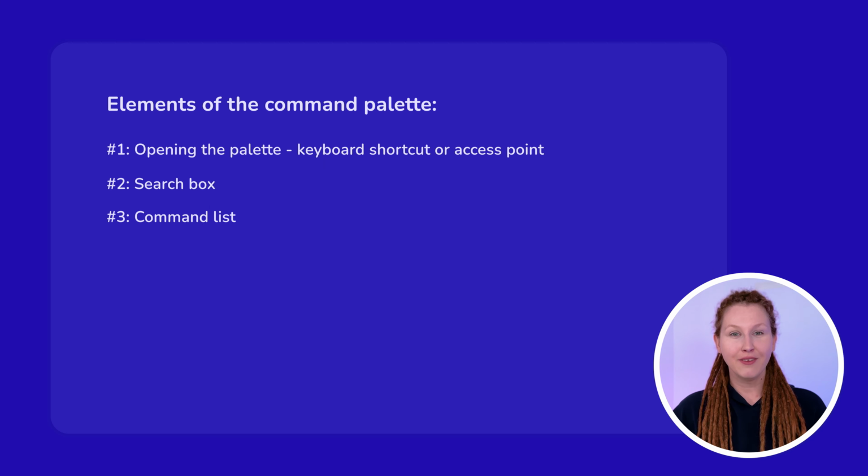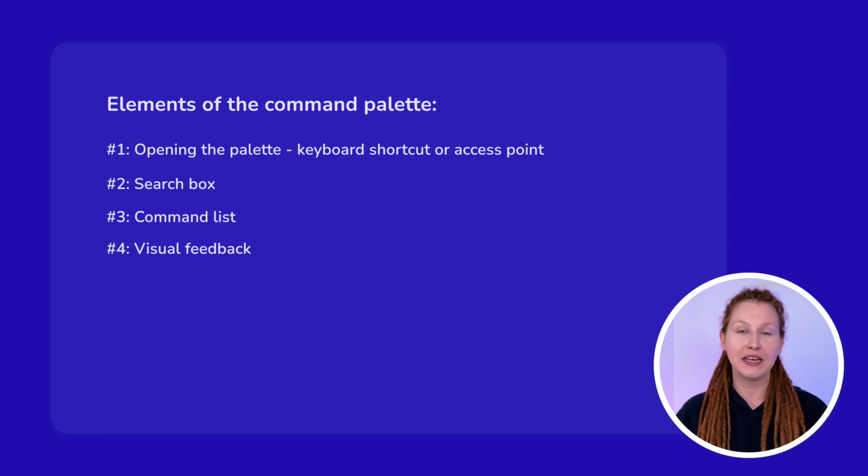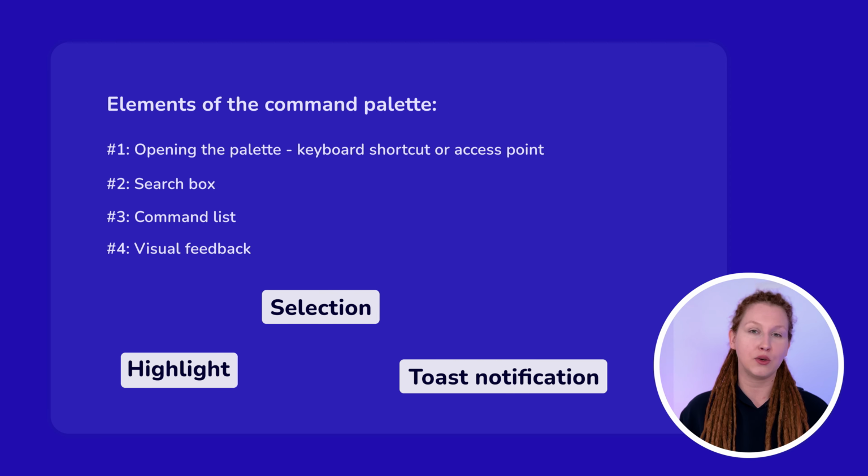Visual feedback. After executing a command, it is important to let the user know that something has changed. In many cases, it is obvious because of the changes in the interface, but if it's not obvious, it's important to use a highlight, selection, or even a toast notification to let them know. Now let's take a look at some examples to see how all of those elements are implemented in different products.